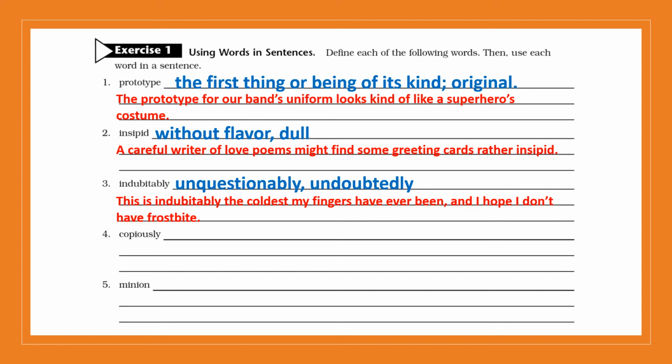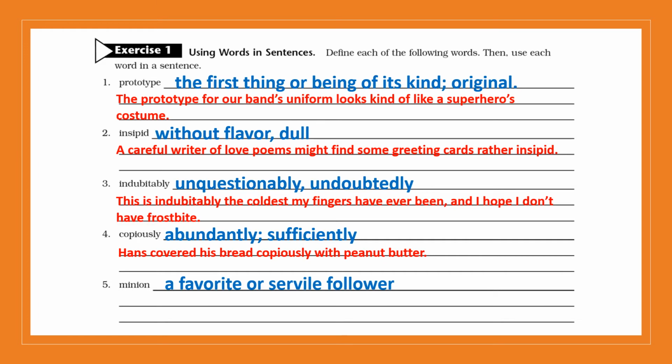Number four, copiously, meaning abundantly, sufficiently. For example, Hans covered his bread copiously with peanut butter. And finally, number five, minion, meaning a favorite or servile follower. For example, any potent minion of King Henry VIII had to be fairly good at learning new names. So this is the first technique of studying and learning new words using words in sentences.